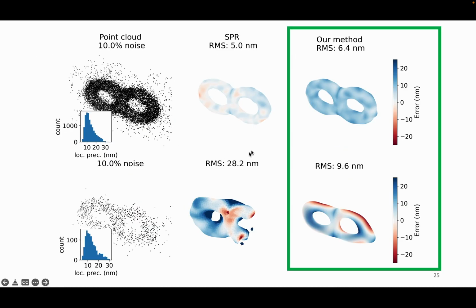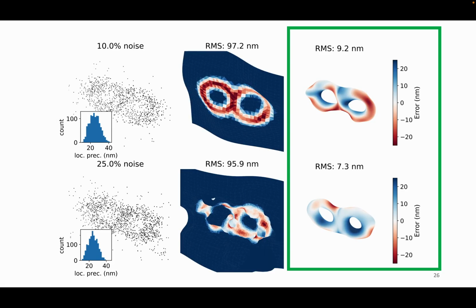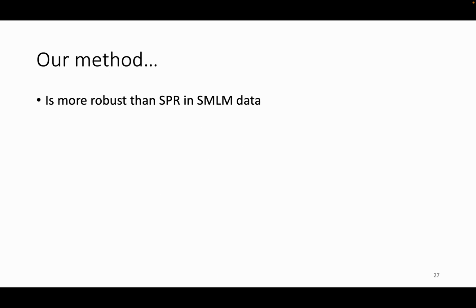And if we do this, then we get a reconstruction that is almost as good as screen-Poisson reconstruction in the high density, low localization precision case. But as we decrease the density or increase the localization precision or the noise, our method continues to perform well where screen-Poisson reconstruction completely breaks down. So we have a way of reconstructing a surface in a more robust manner than SPR for SMLM data.